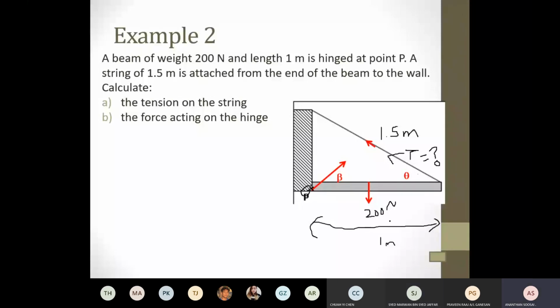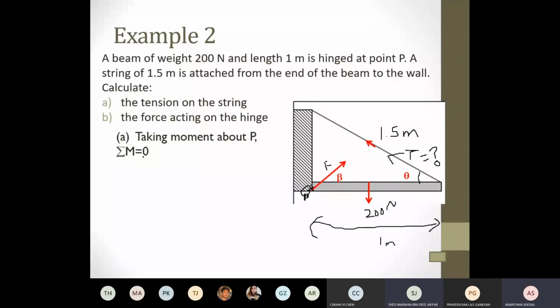First, the angle made is theta. Theta we don't know. They ask to calculate the tension on the string, and they ask what is the force on the hinge. How do you find it? Taking moment about P, total moment must be 0.